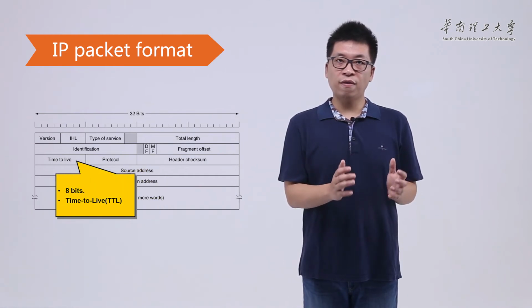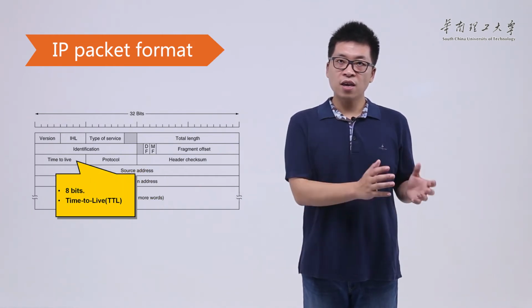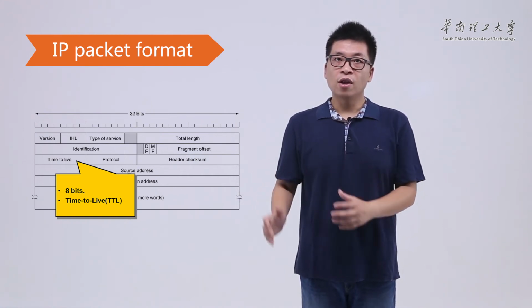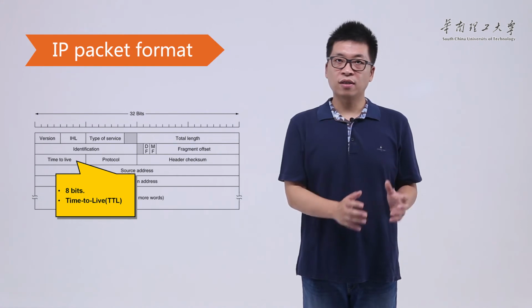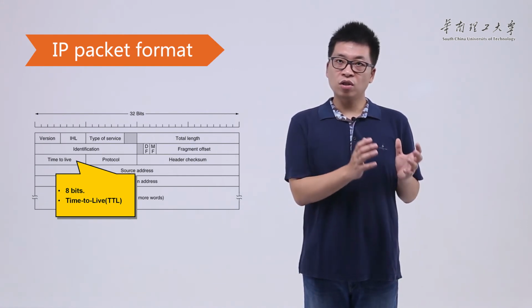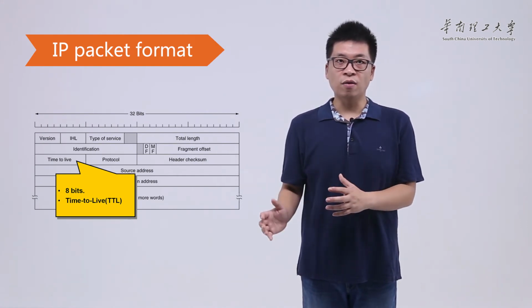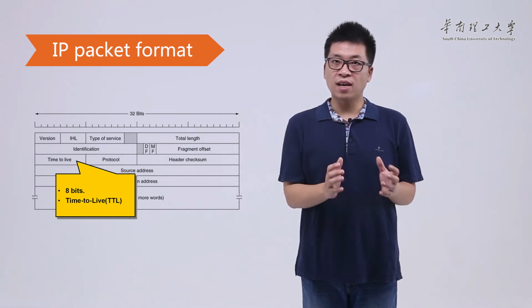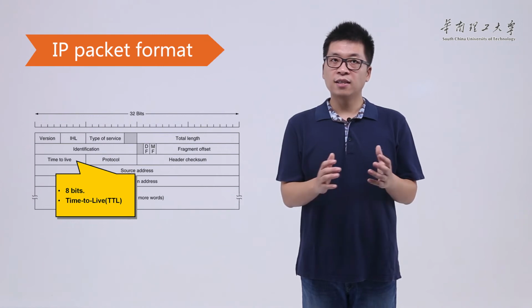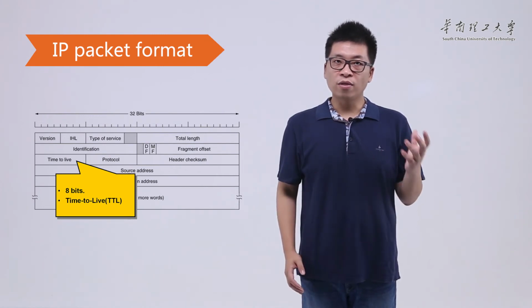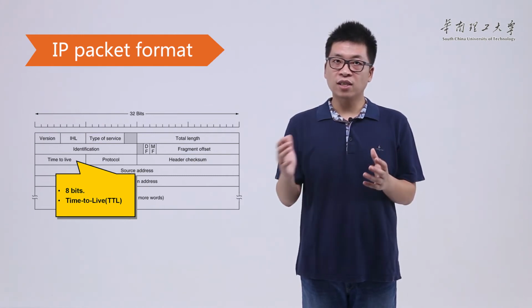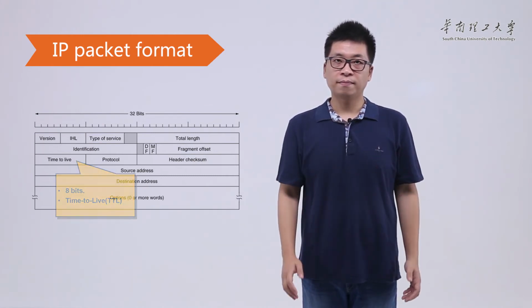After these 3 fragment fields, here comes a field called time to live, which takes 8 bits. This field is also called TTL. It specifies the time or hops left for a packet to be valid. When this field hits 0, the packet will be discarded by the router.